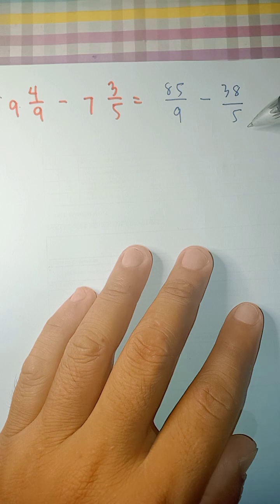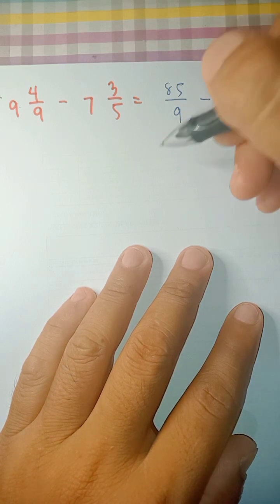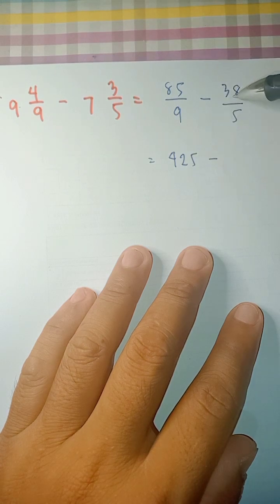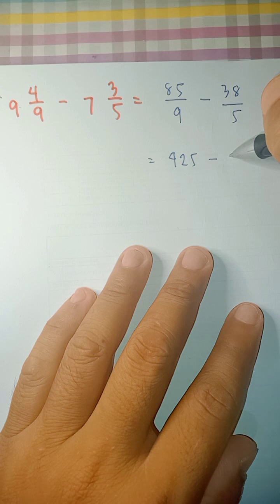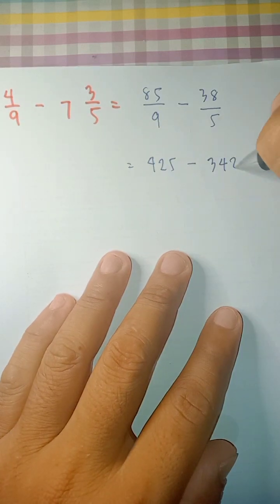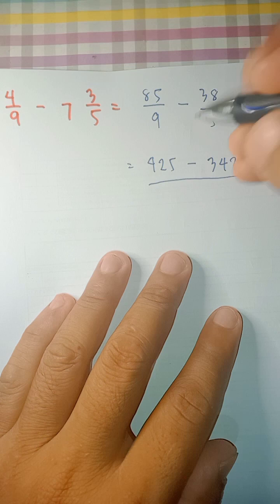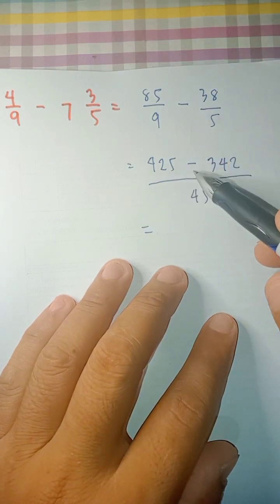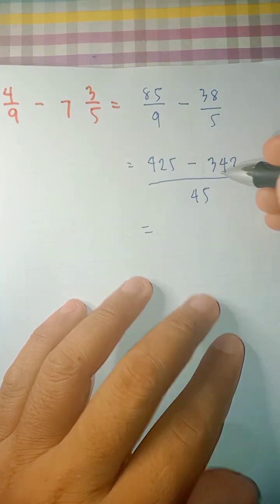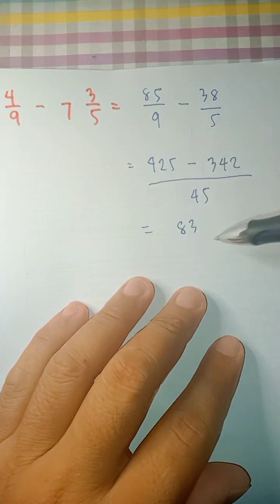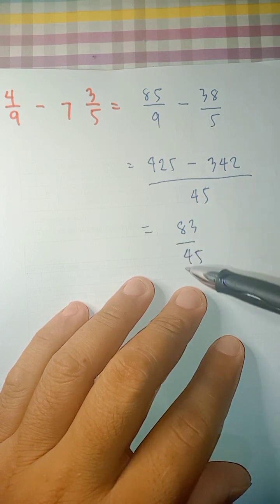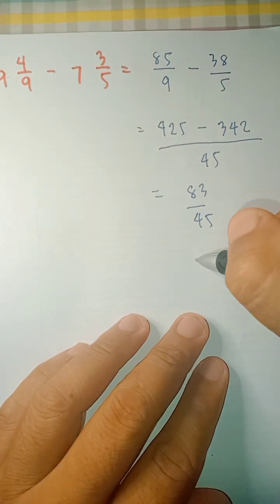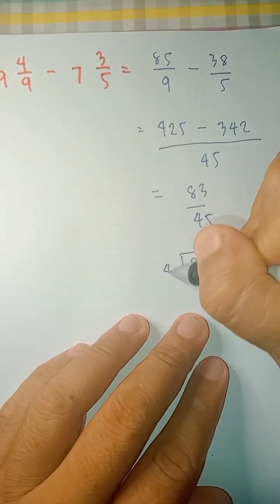Now 85 times 5 is 425. Then minus 38 times 9 is 342. Now 9 times 5 is 45. 425 minus 342 is just 83. Then copy 45 as the denominator. Now let's convert this improper fraction into a mixed fraction. So let's divide 83 by 45.